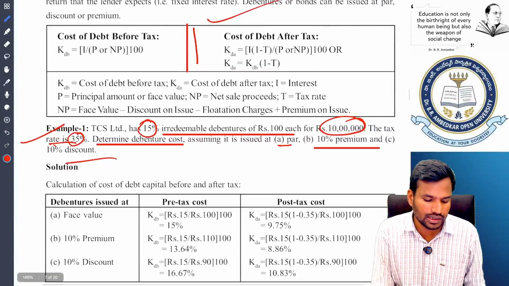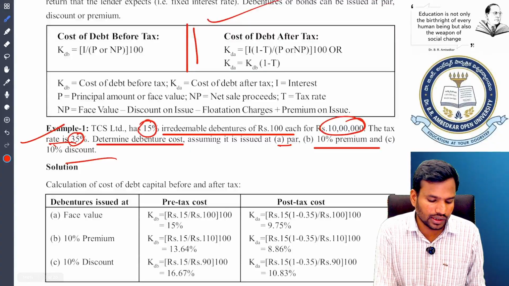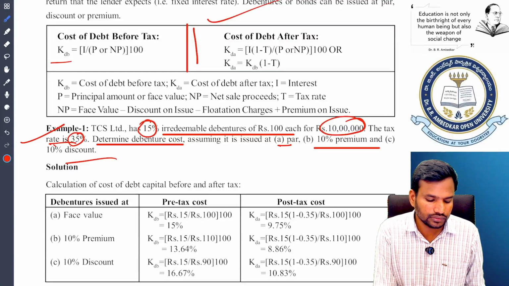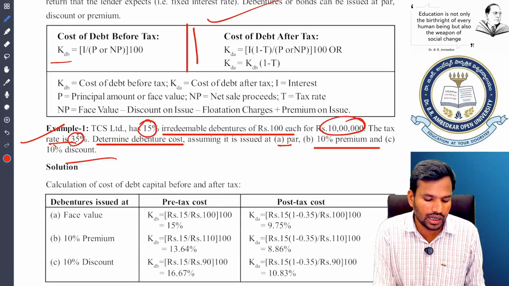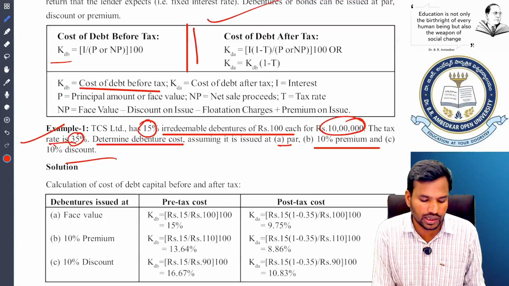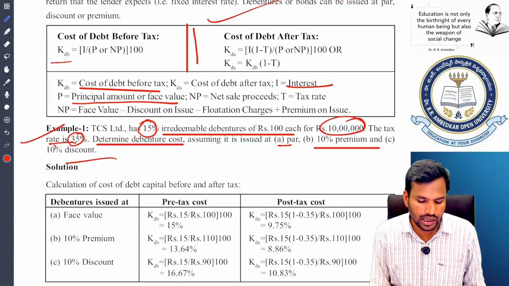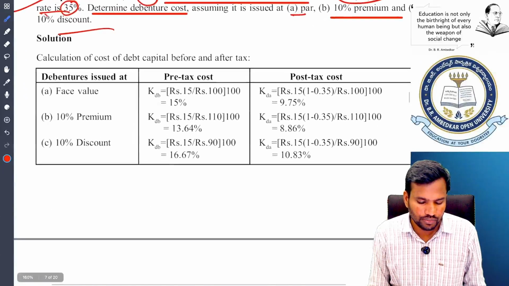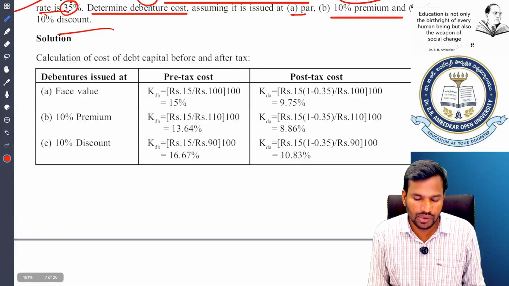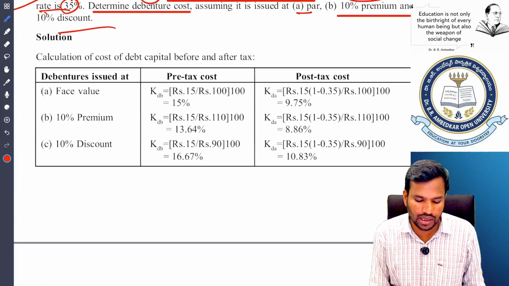The formula is KD is equal to I divided by P or NP into 100. Cost KD means cost of the debt before the tax, I means interest, P means principal amount or face value, and NP means net sale proceeds. See, pre-tax, post-tax: before payment of the tax, after payment of the tax.